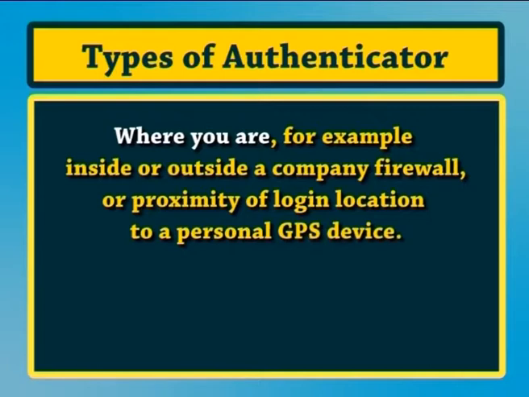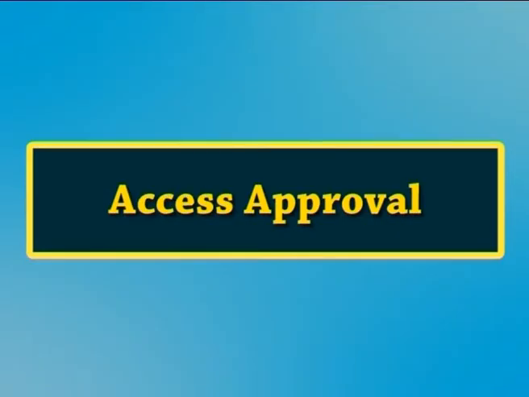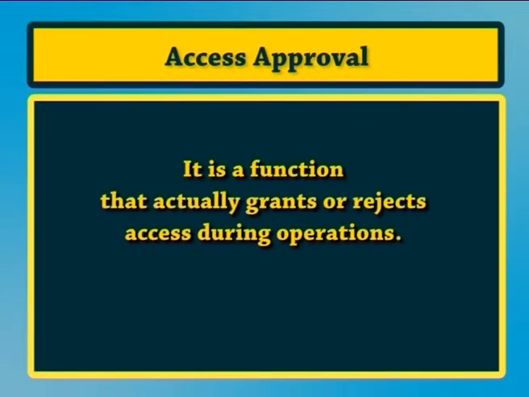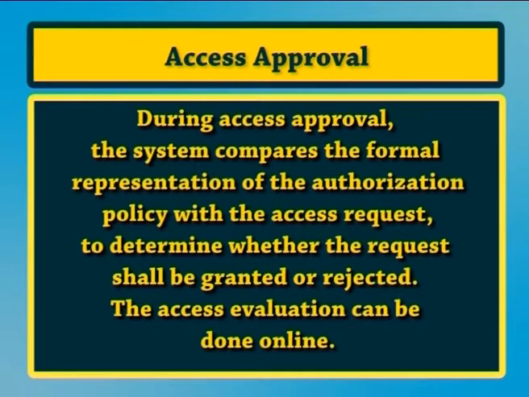Number 4, where you are, for example, inside or outside a company firewall, or proximity of login location to a personal GPS device. Next is access approval. Access approval is a function that actually grants or rejects access during operations. During access approval, the system compares the formal representation of the authorization policy with the access request to determine whether the request shall be granted or rejected.